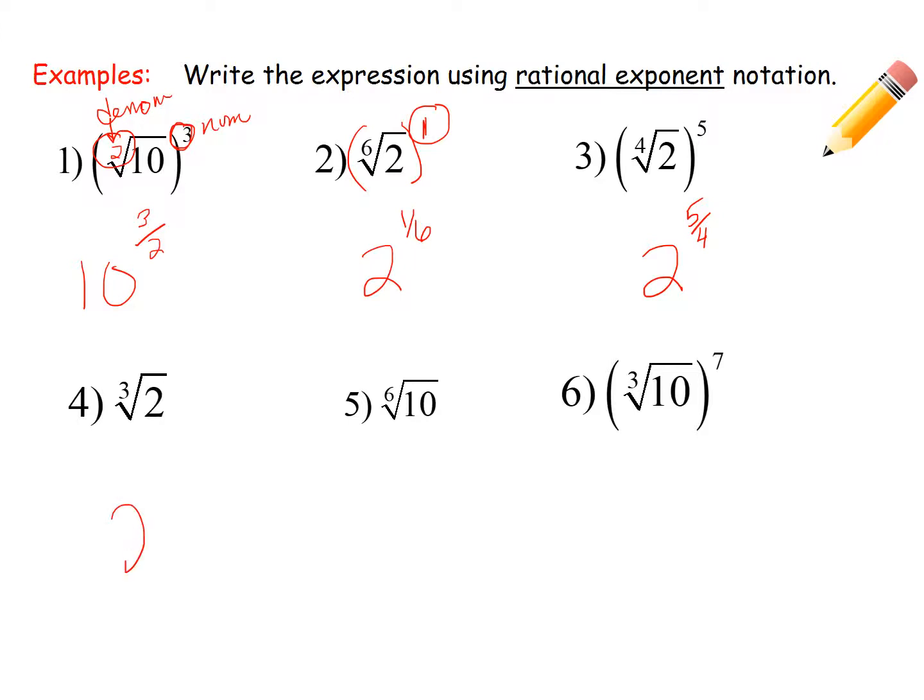Number 4 is going to be 2 to the 1/3, because remember there's no number for the power, so we assume it's 1. And same thing for number 5, there's no power, so we're assuming it's 1. So we have 10 to the 1/6. And last but not least, for number 6, we have 10 to the 7/3.